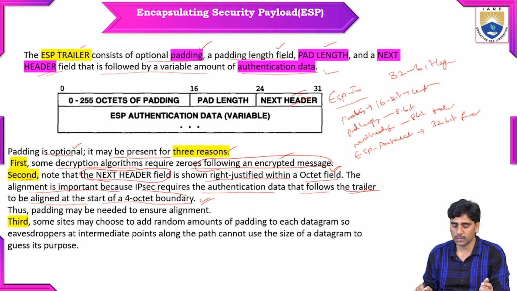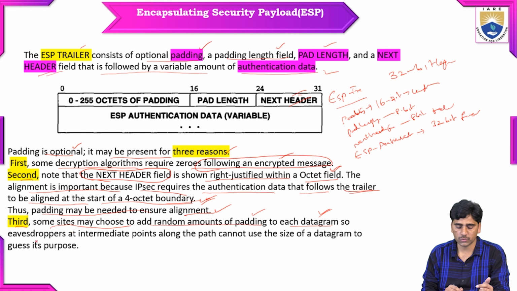That trailer is to be aligned at the start of a 4-octet boundary. Thus, padding may need to be added to ensure alignment. Third, some sites may choose to add random amounts of padding to each datagram. So some of the sites are adding a random amount of padding to each datagram.